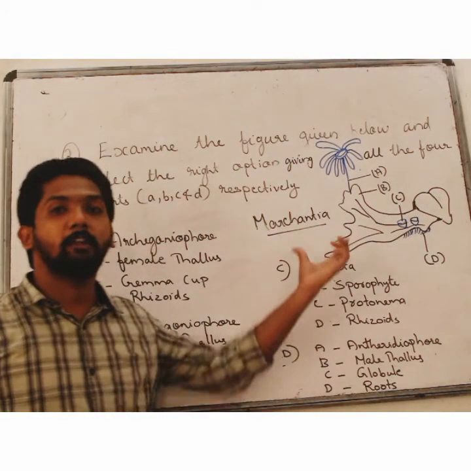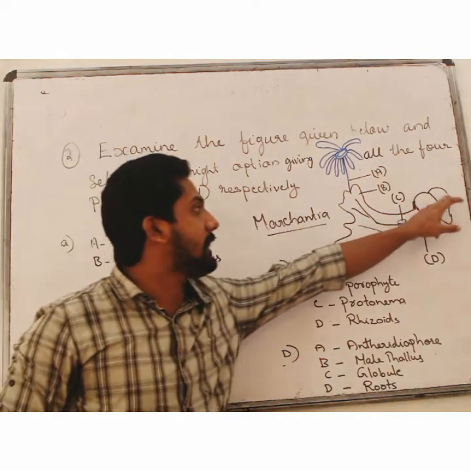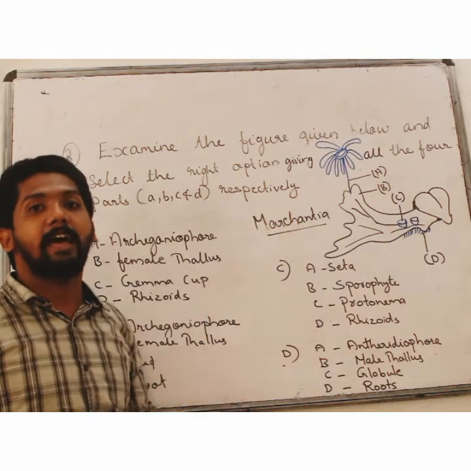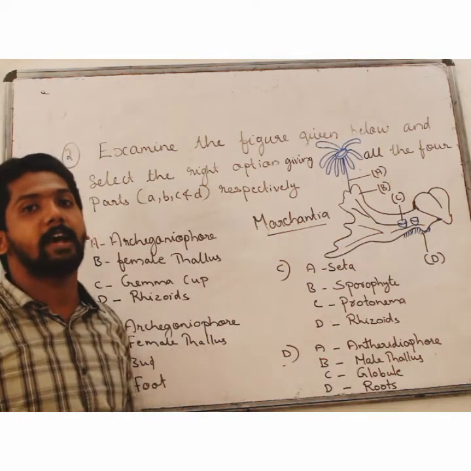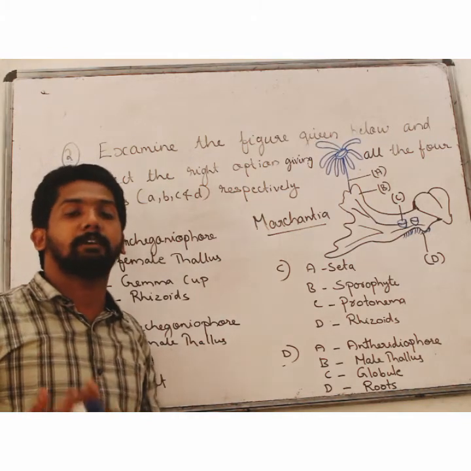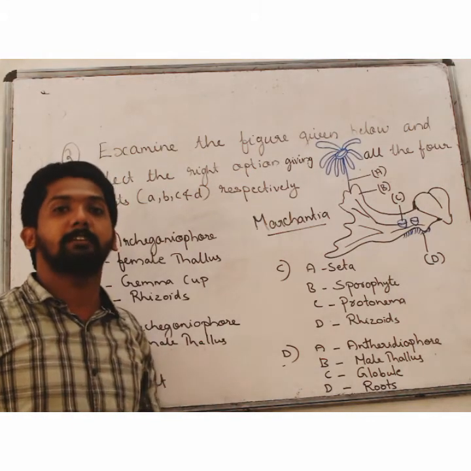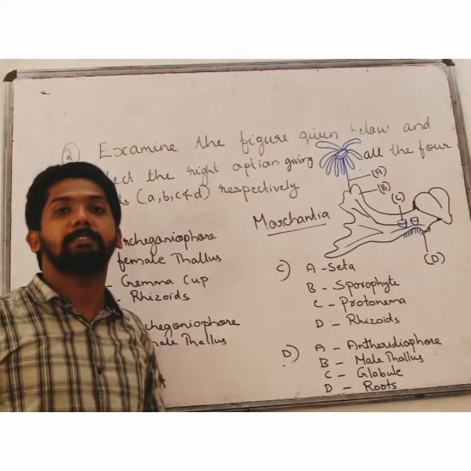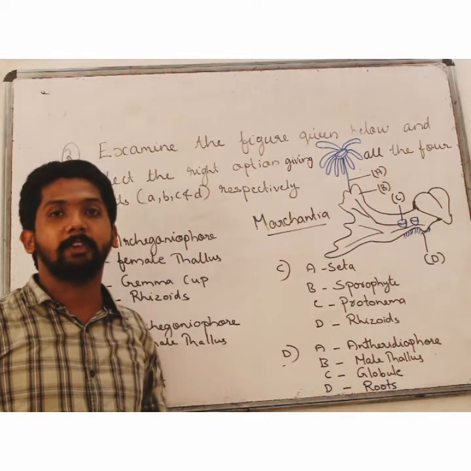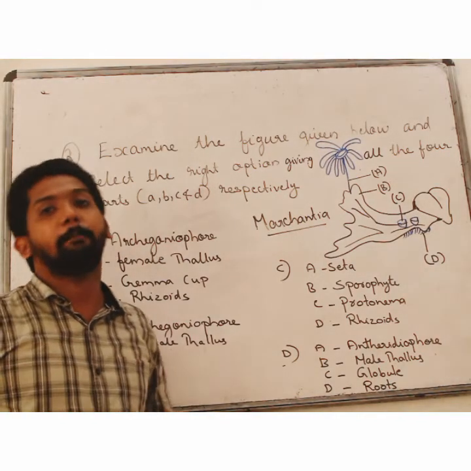What is the peculiarity of this Marchantia? This portion, which is green in color and which I have marked in black, is the thallus, the plant body. The thallus is a haploid structure. Marchantia has two reproductive structures: the male reproductive structure is called the antheridiophore and the female reproductive structure is called the archegoniophore. Male and female Marchantia are present on separate thalli.